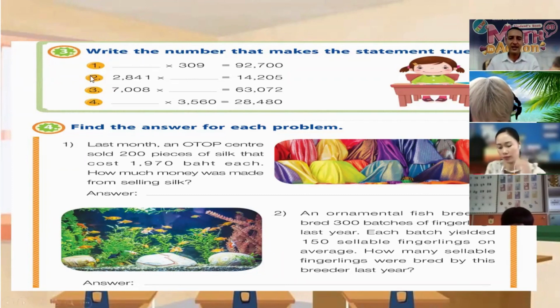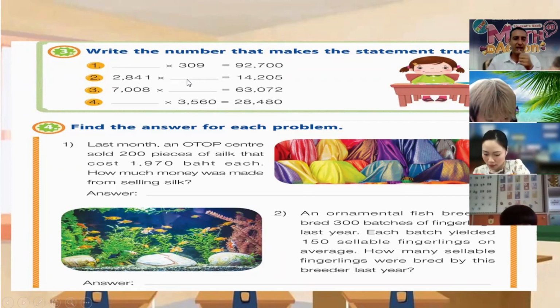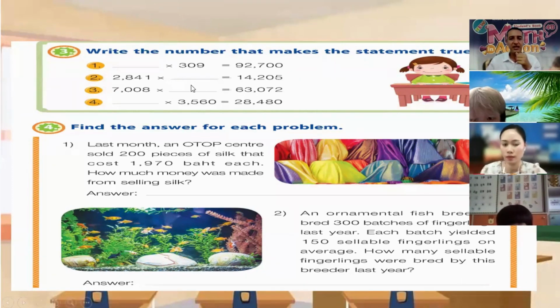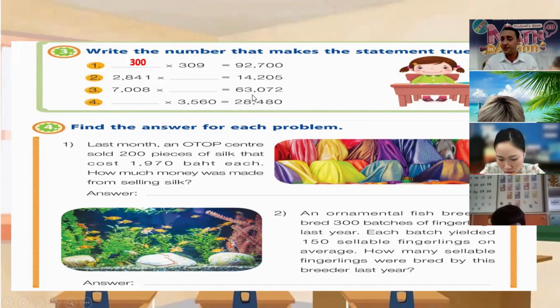So as you can see here, we are going to just calculate a short calculation, right? For example, 300, we are going to multiply by 300. So that means it's quite close, right, to 90,000. So that means 300 multiplied by 309. So our product, that will be 92,700.